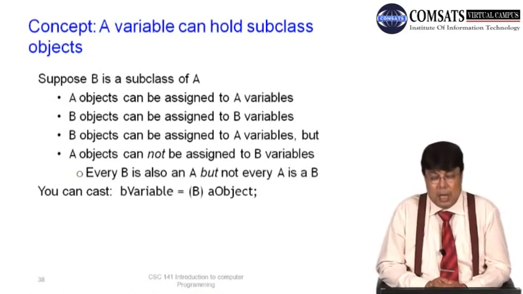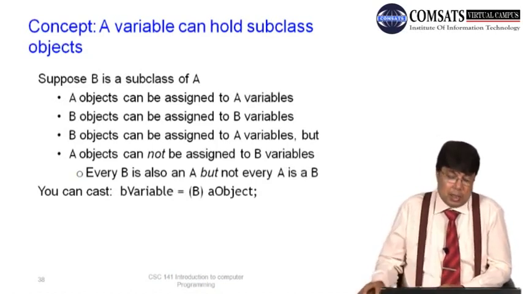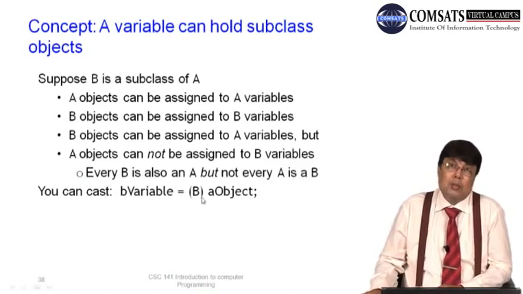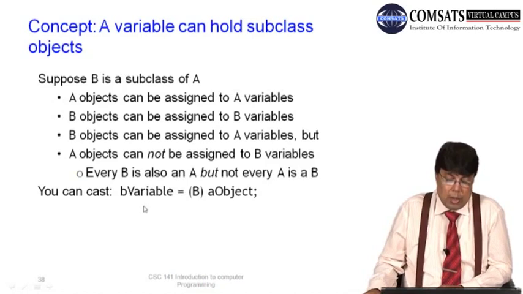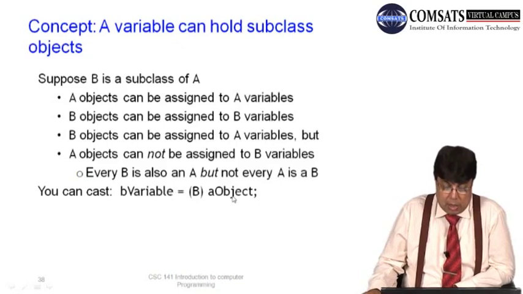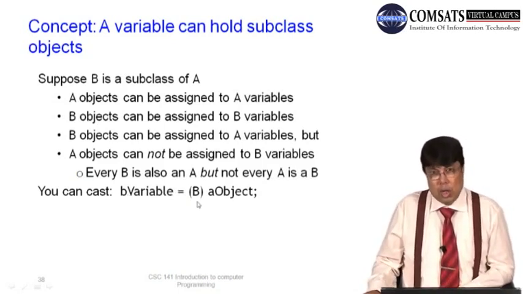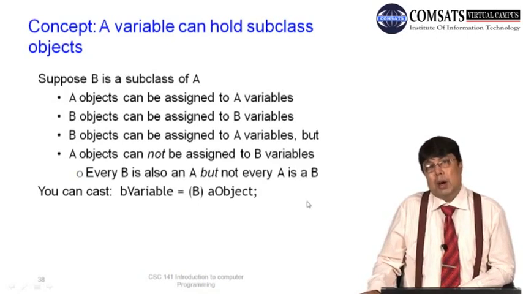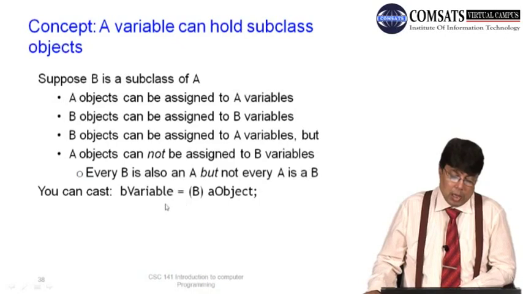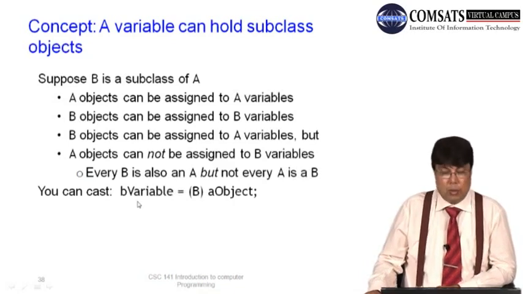So B variable is equal to B A object. This is just like the typecasting that we have been doing. Here we have assigned the data, but before assigning the data, we have typecasted A object to an object B, and then we have assigned it to B. Just like if we typecast float to an integer, first we typecast float to an integer, and then we assign it to the integer value. Similarly, we typecast A object to B object, and then we can assign it to a B variable. Okay.